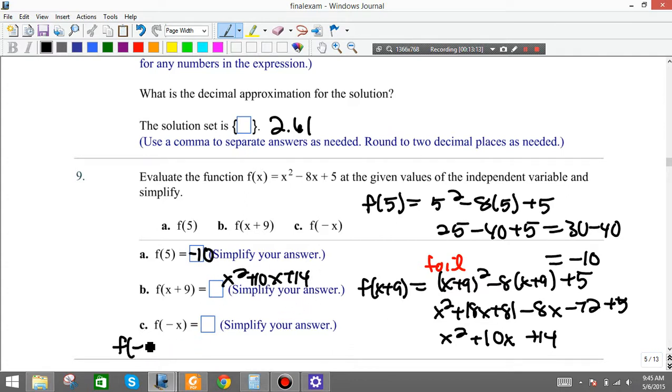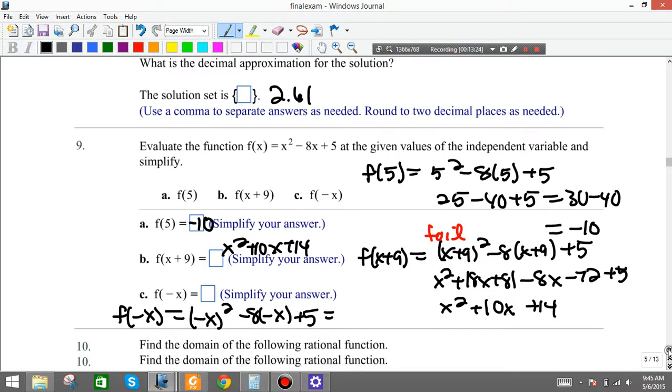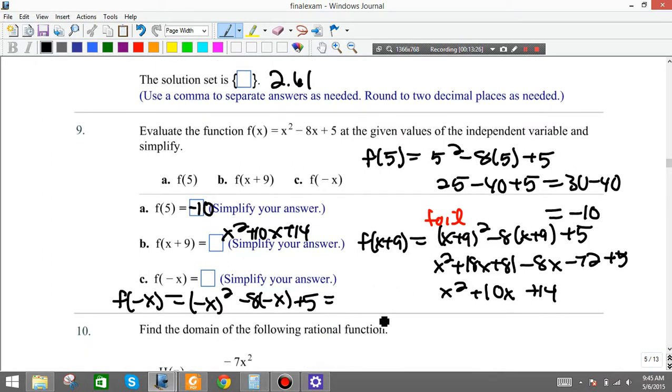F of negative x is what you would get wherever there's an x, you put negative x, so that's negative x squared minus 8 times negative x plus 5, that equals x squared plus 8x plus 5, and that goes there.